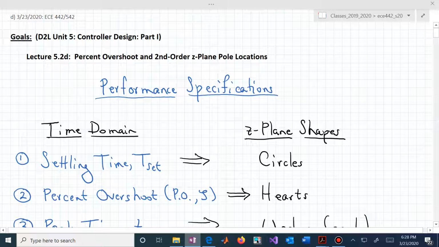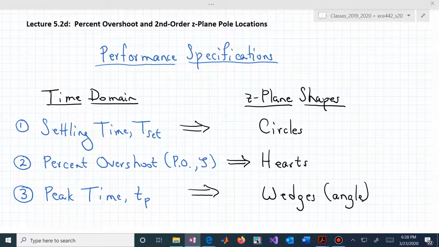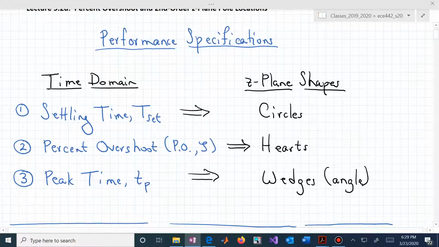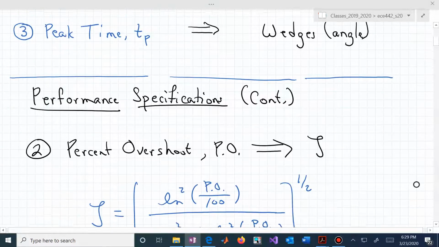We're still in lecture 5.2, which is dealing with performance specifications and the corresponding z-plane pole locations in a second order system. Remember, we have the three different shapes. We have circles for settling time, hearts for percent overshoot, and wedges for peak time. This particular segment, we're going to focus on the hearts, or the logarithmic spirals, which correspond to percent overshoot in terms of a design specification.